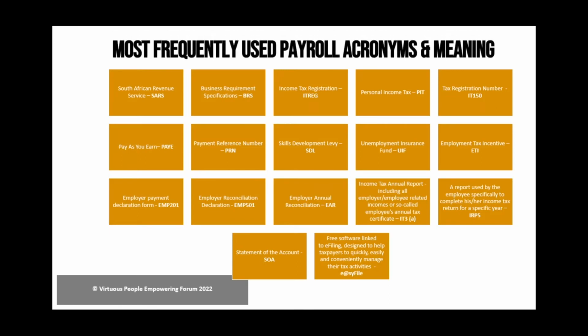Most frequently used payroll acronyms and meanings. From the 30th of March 2022, Version Annual Reconciliation 2022 changes states that all annual reconciliation declarations, EMP 501 submission period opens on the 1st of April and closes on the 31st of May, and employers are required to submit their annual reconciliation declarations covering the full year from the 1st of March 2021 to the 28th of February 2022.